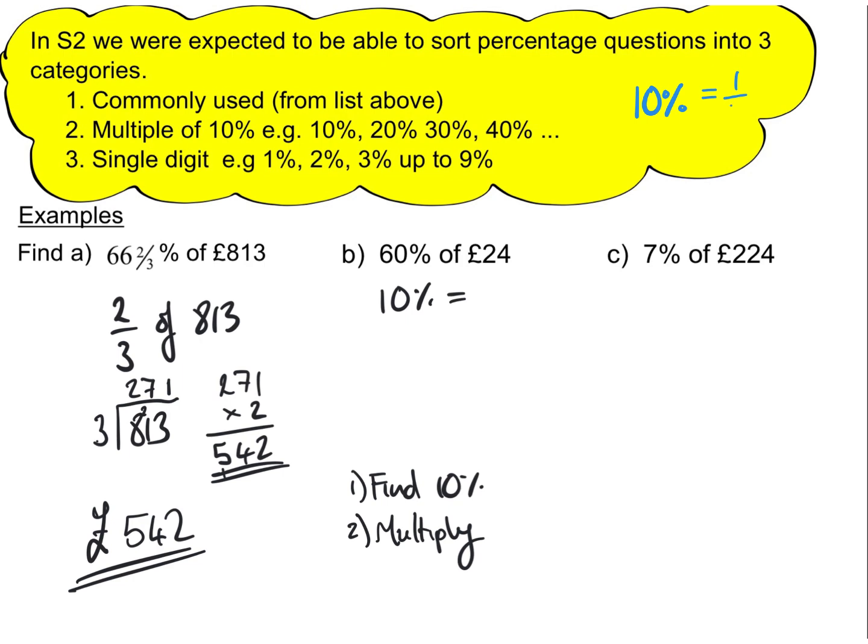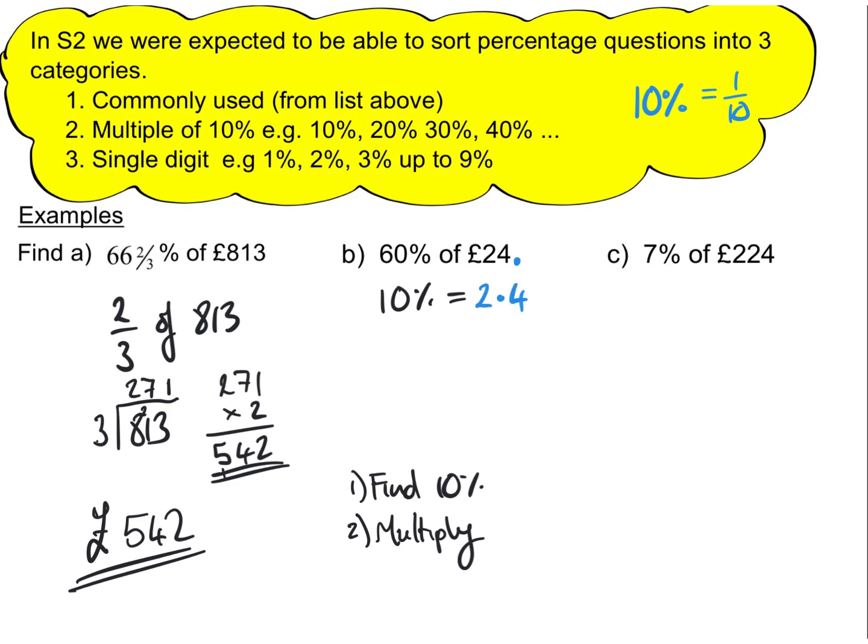10% was 1/10. So if I want to find 10% of something, I'm finding a tenth of it, which means I'm dividing by 10. Now, I'm trying to find 10% of this, so I need to do 24 divided by 10. So think about where's the decimal point here. If I can't see it, remember it's hidden at the end. And dividing by 10, I'm going to move it one space, so it's going to be 2.4.